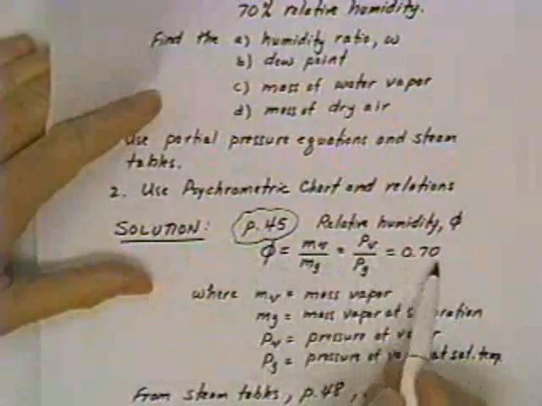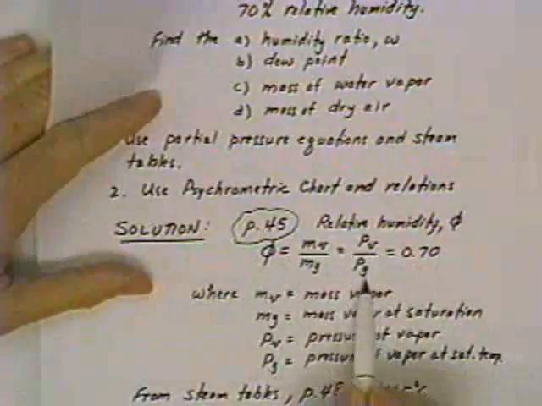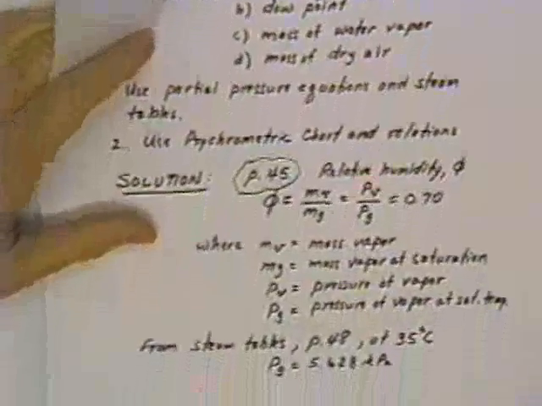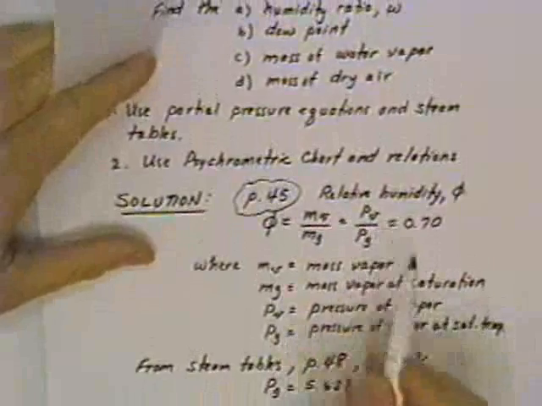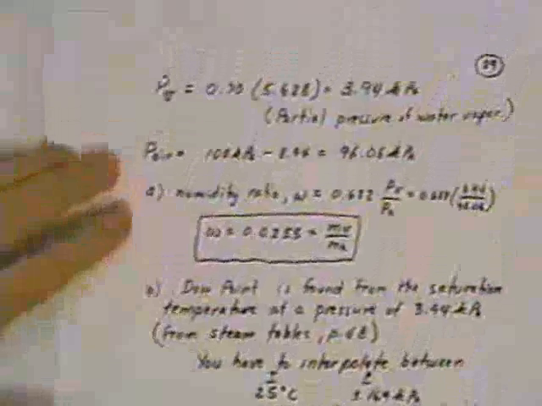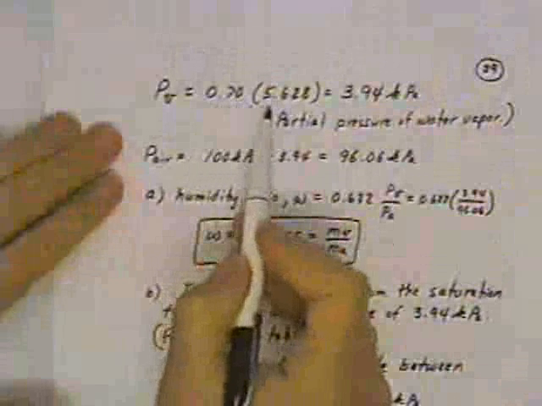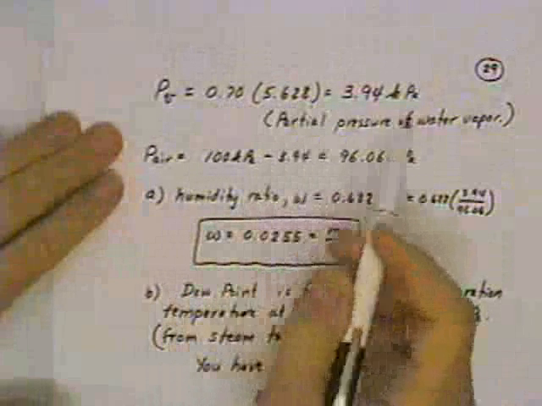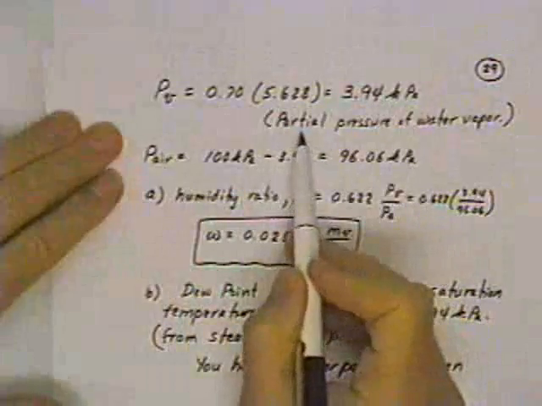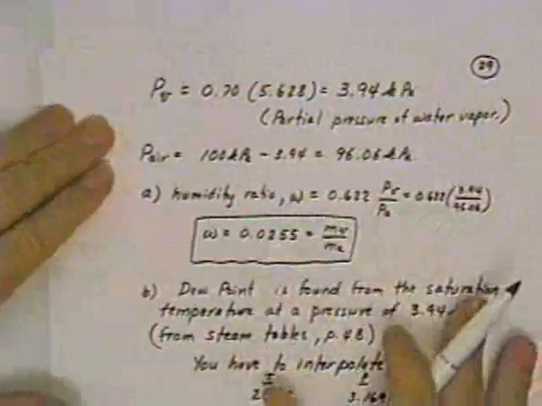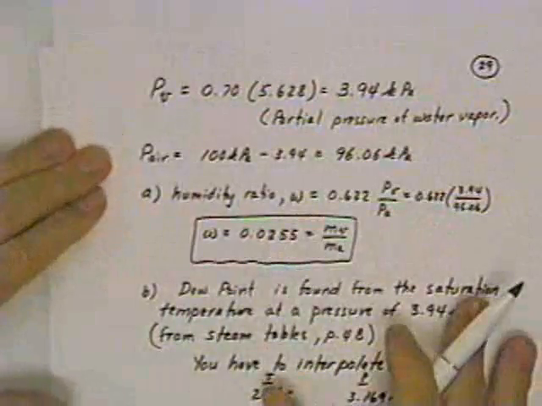So we're given that we've got 70% RH to start with. We just found PG was 5.628 kilopascals, and so we can then find PV, which is the partial pressure of the water vapor. Okay, so PV then is equal to 0.70 times 5.628, which is 3.94 kilopascals. So this represents the partial pressure of the water vapor in the atmosphere for this particular mixture.